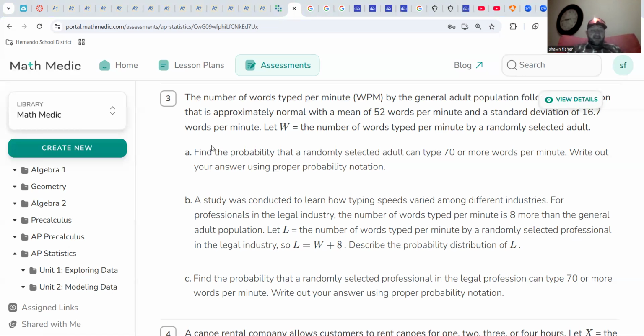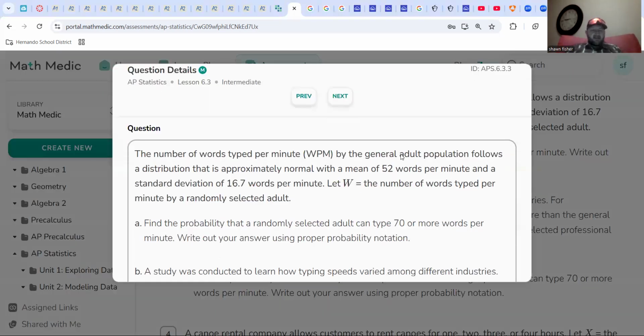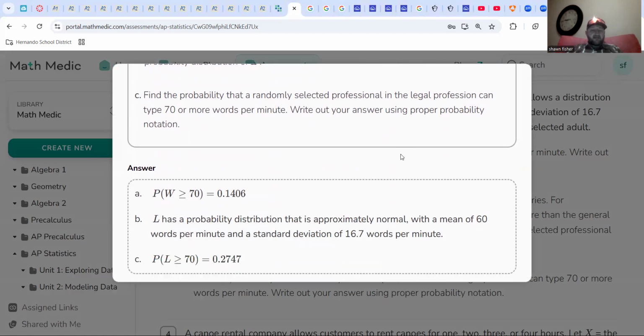So if somebody is typing 60 on average, what's the probability of me randomly selecting one that types 70 or more? It should be a little bit higher. Why was that? Because our mean's a little bit higher. Doesn't always mean that's the case, but that's what happens here. Let's see what our answer is. Around 27.47. Is that about right? Beautiful. And they usually go about 4 decimal places here. We could have rounded. Very nice.